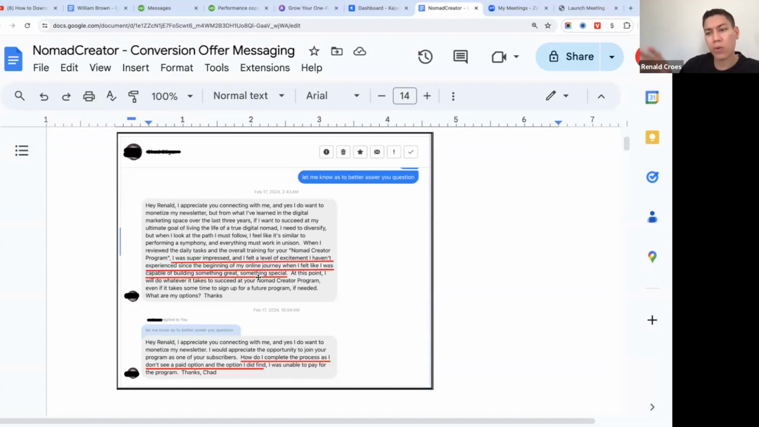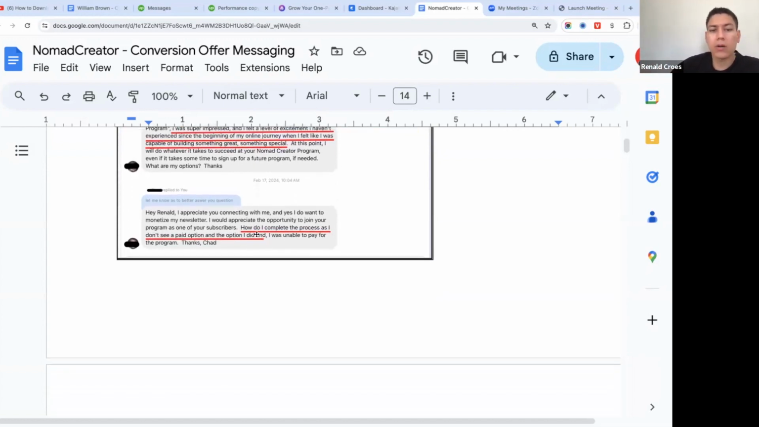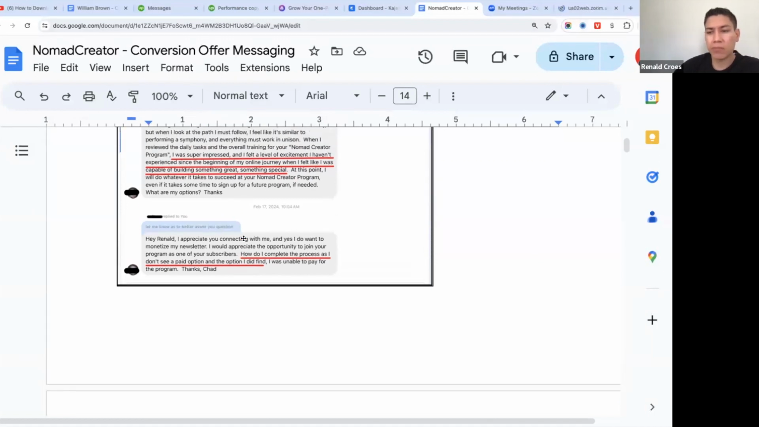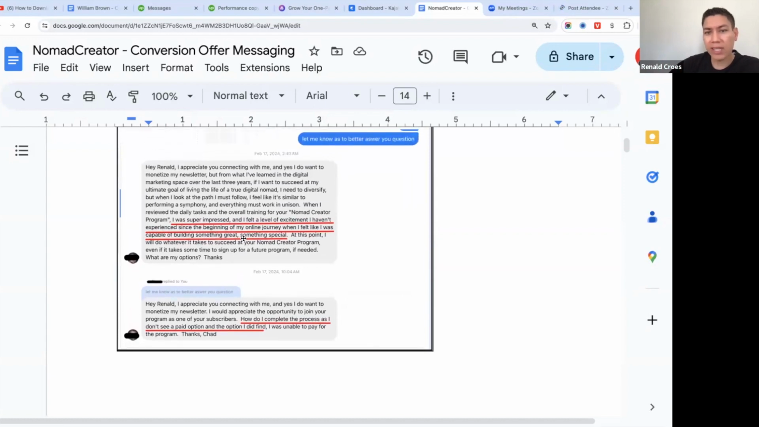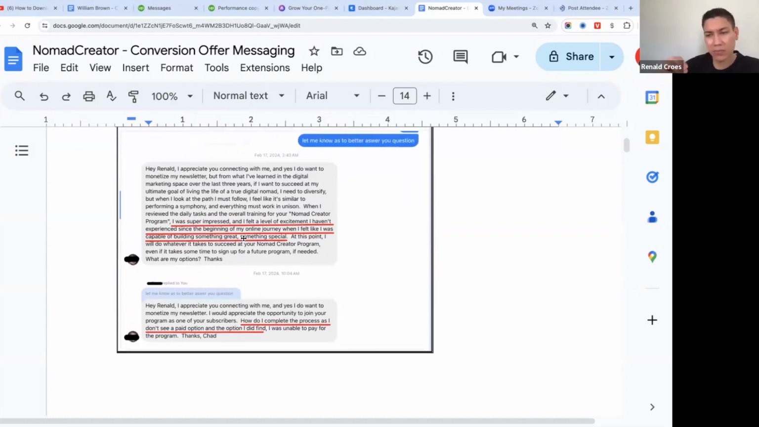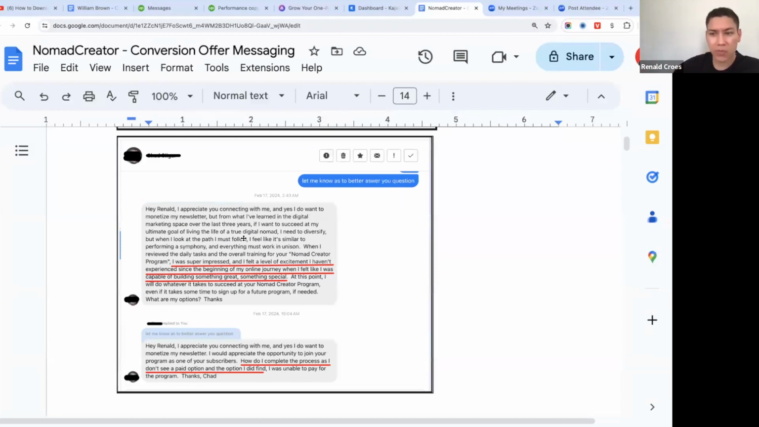Based upon what I explained and showed, this person felt they are able to execute on it, and whatever dream or interest they had is more achievable. At the end, he says, "How do I complete the process? I don't see a paid option." So he was actively looking for an option to pay for the program inside the newsletter. I don't have any link within the newsletter to buy the program, which forces them to reply and come back to me via Messenger.